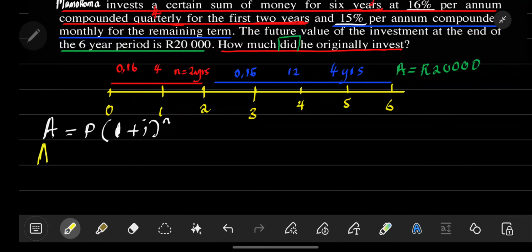Let's go then A. Okay, our A, it is 20,000. So 20,000 is equals to P, which we do not know. Actually, we are looking for that P. 1 plus. What is our I?